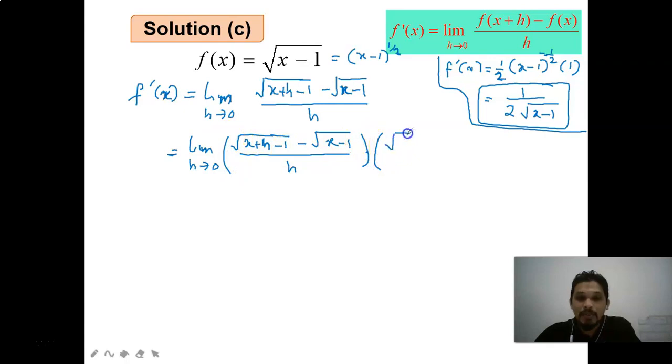So now, the square root of x plus h minus 1. Okay, the conjugate of this numerator: please look at this one here now. The middle sign between this and this is negative, so we come up with positive. Square root of x minus 1, divided by the square root of x plus h minus 1 plus the square root of x minus 1. There you go.